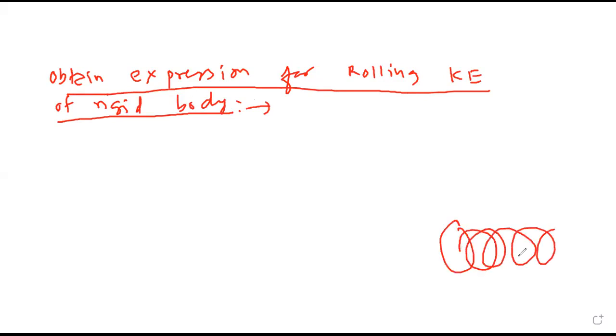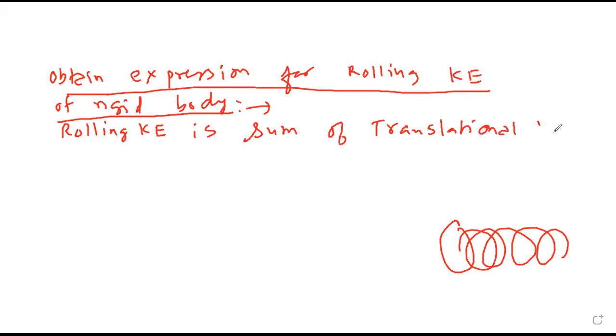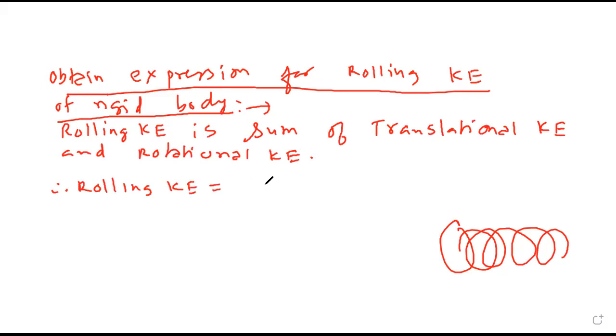It goes forward like this, right? So rolling kinetic energy is the sum of translational kinetic energy and rotational kinetic energy. Therefore, rolling kinetic energy is translational kinetic energy plus rotational kinetic energy.